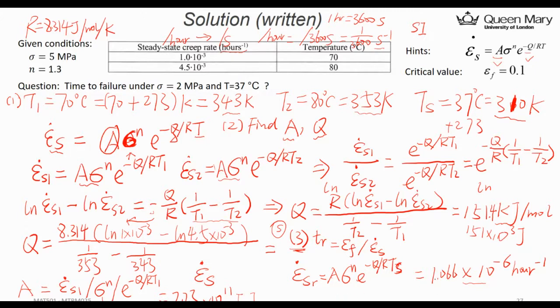And now once you get this value, the TR basically is this equation with epsilon SR. So it's 0.1 over that, the blah blah things here. I don't have enough space, but that gives me a very long value in hours. Okay, you normally change that to years. That's 10 to the 7 years. Okay, that's the answer for these questions.